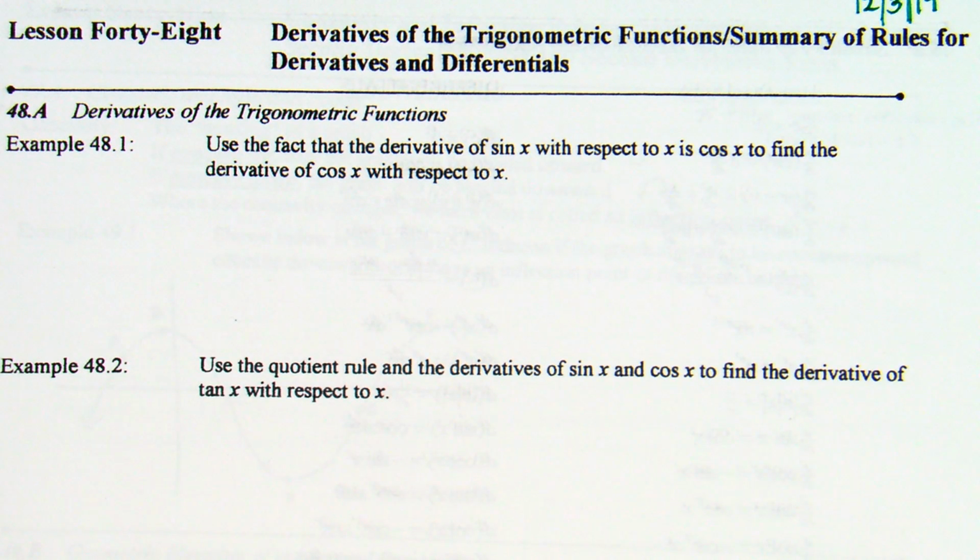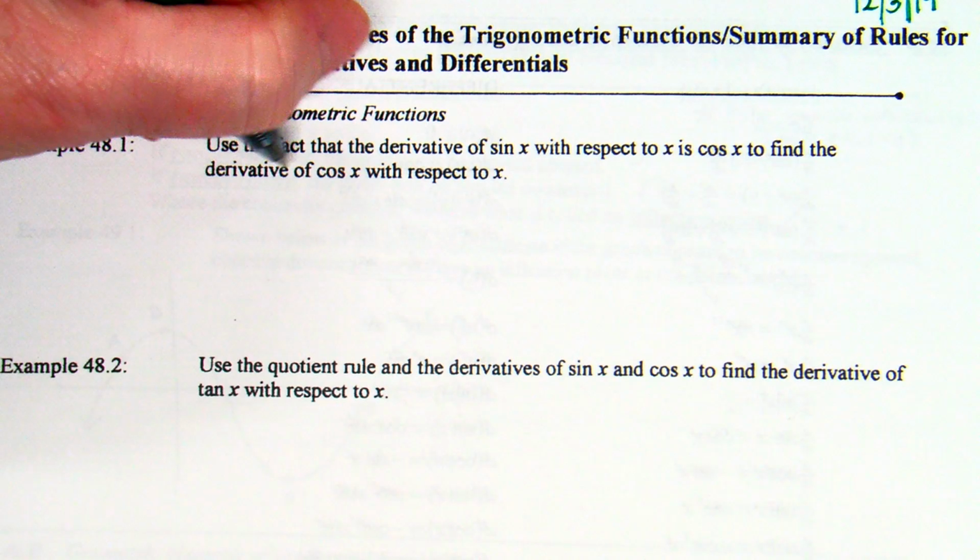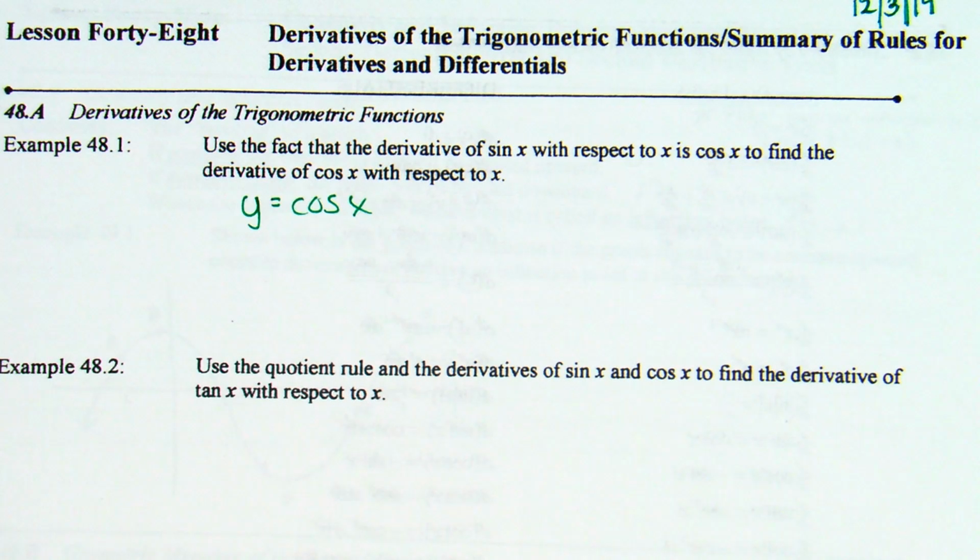Example 1 asks us to use the fact that the derivative of sine with respect to x is cosine to find the derivative of cosine with respect to x. This is more an exercise in trying to prove something. So let's start. We're trying to find the derivative of cosine, even though, yes, we already know it. But I want to show you a connection here. So y equals cosine x.